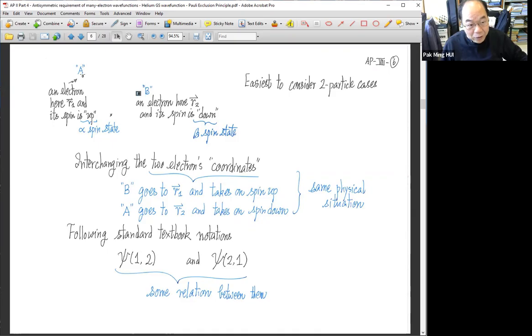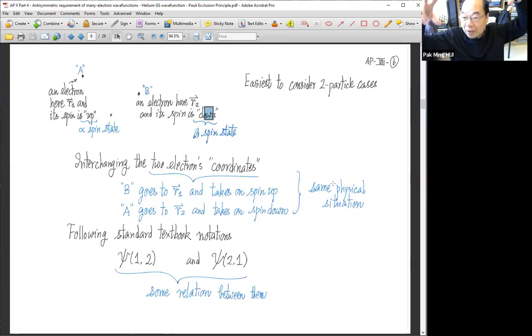This one will go to here. All right, so what does it mean? Spatially, it means B will go to the new position R1, but in the spin context, it will also take on the up spin. Similarly, when A and B switch, A comes to here, it is at the location R2 and takes on the spin down, okay?